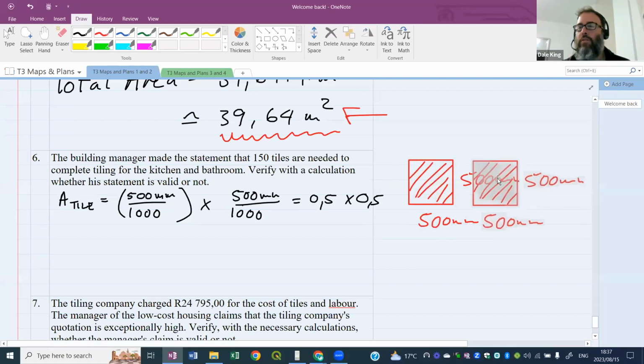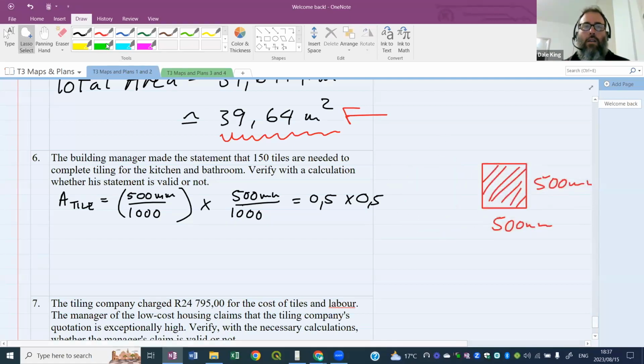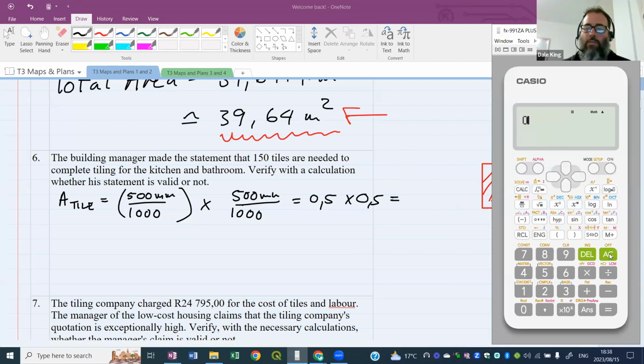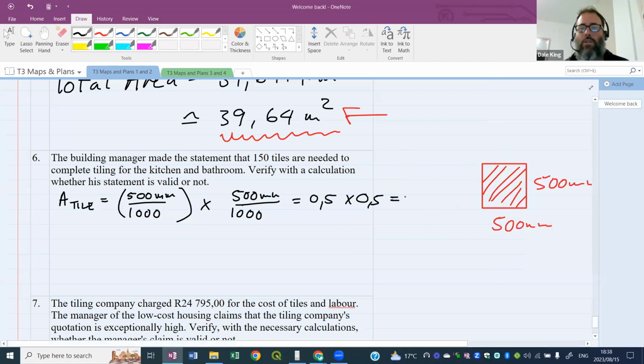Be careful, not plus, hey? A half times a half is a quarter, so that's 0.25 meters squared.